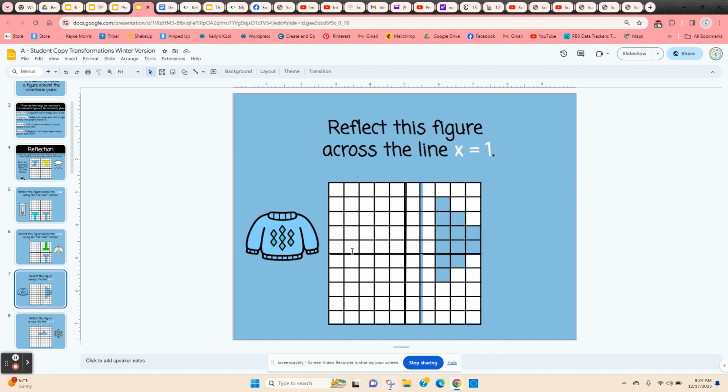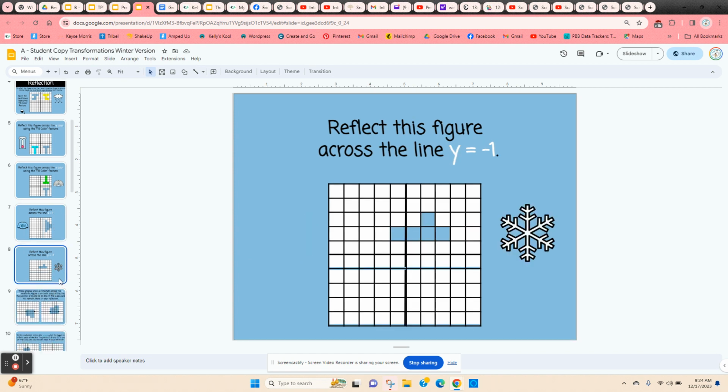So there's a few more. We're going to show them how to reflect across a different line. So this is reflecting across the line x equals 1. So it's going to be equal distance from this line, but a mirror image. And then a reflection across the line y equals -1.